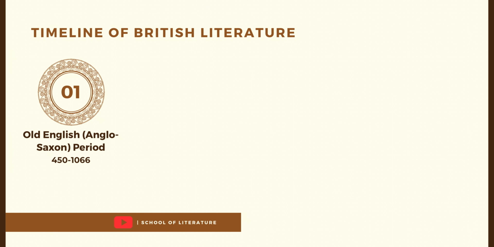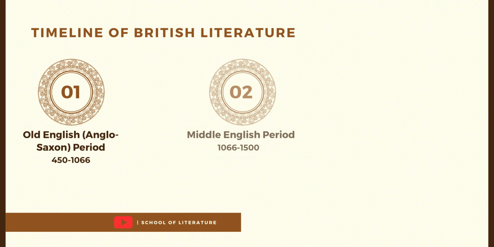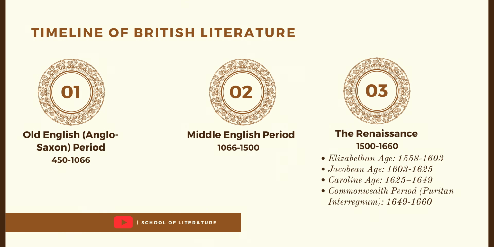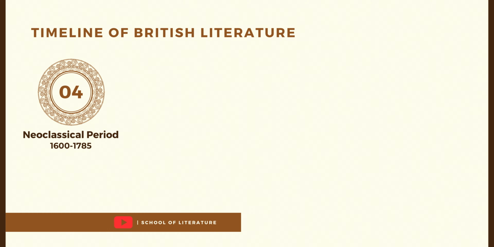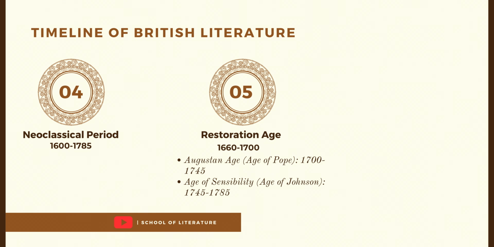As you can see, English literature begins with the Old English period, which is also known as the Anglo-Saxon period. Then comes Middle English period. Then comes the Renaissance, which was divided into 4 ages: Elizabethan, Jacobean, Caroline, and Commonwealth period. After that comes Neoclassical period. Then follows Restoration age, which was again divided into 2: Augustan age and Age of Sensibility.